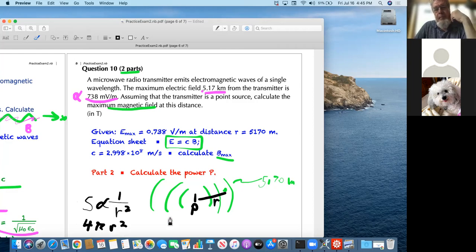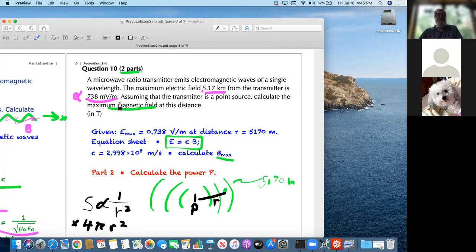That'll give you the total power going out through that radius. So you multiply by that. So, you'll have the equation, if you make your equation sheet, that the energy flux is the power over 4 pi R squared. Now, is the power given? No, the power isn't given.